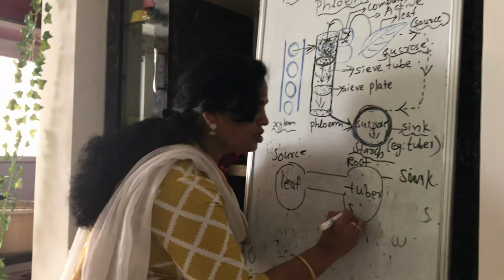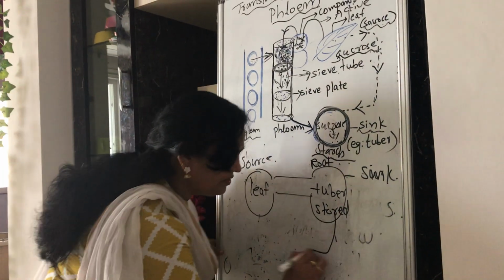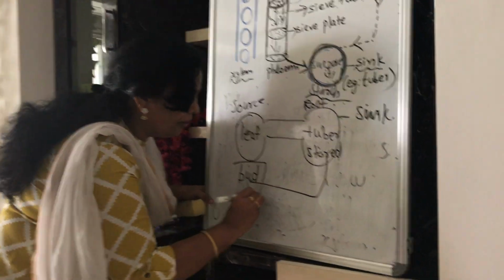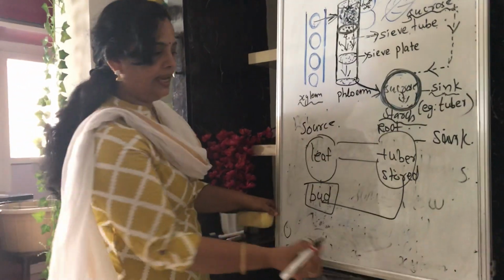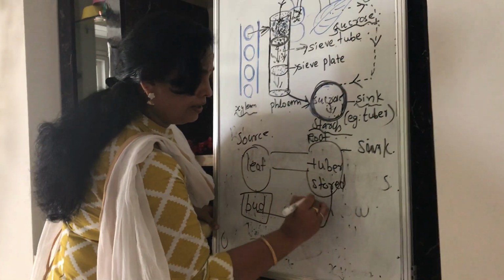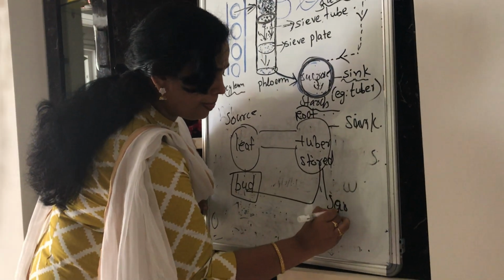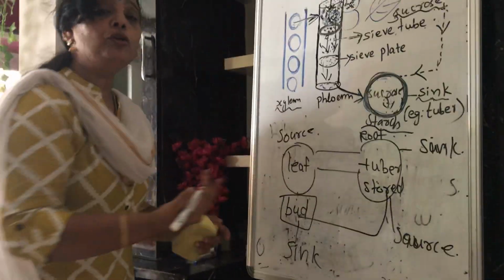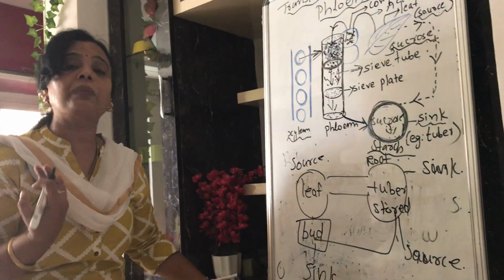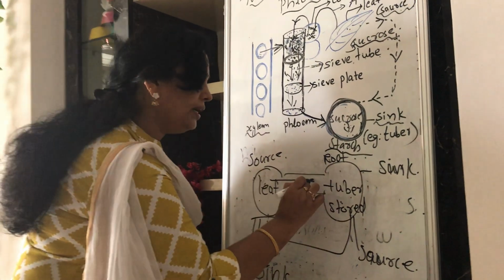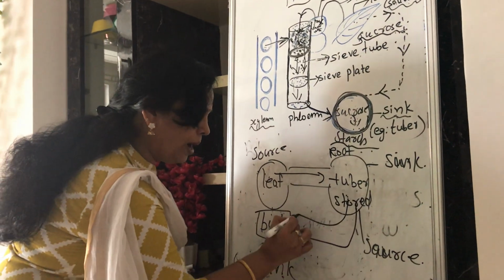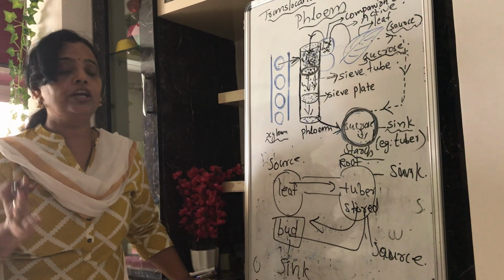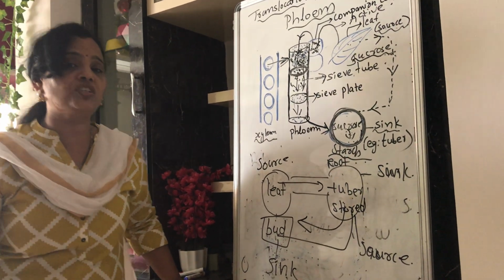At that time, from the stored part of the plant, the food will reach the, suppose, bud. It will reach the growing bud. In this case, you can see the food source is the tuber and the sink is the bud. So we know the flow of food in the phloem is bidirectional. So from here to here it can happen, and again from here in the upward direction it can happen. So source and sink may change relatively. According to the situation it will change.